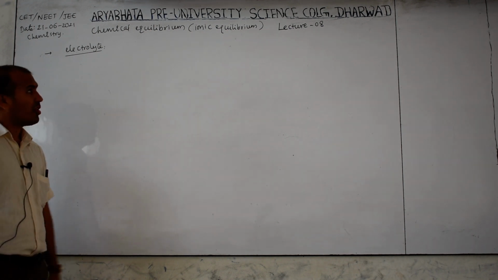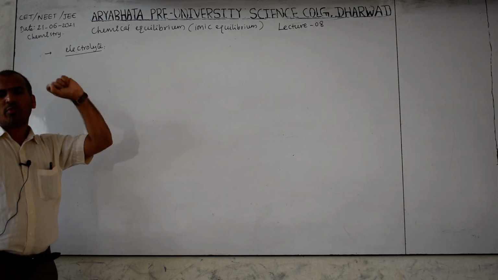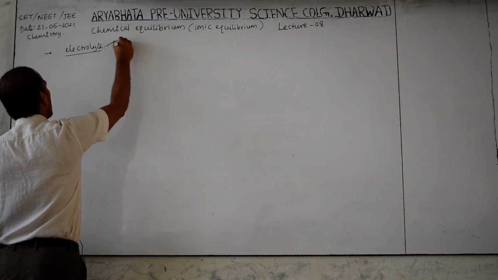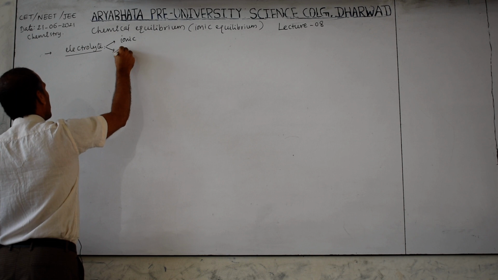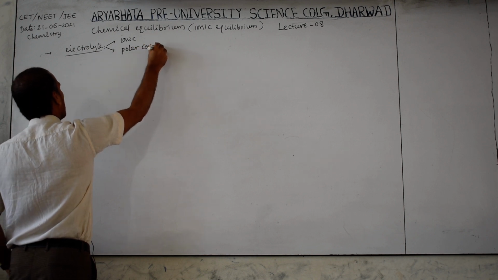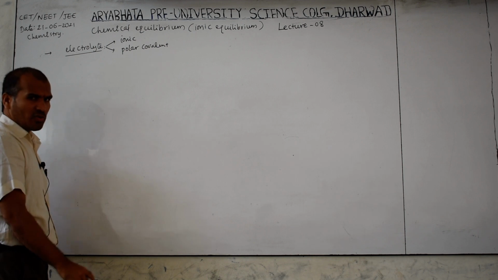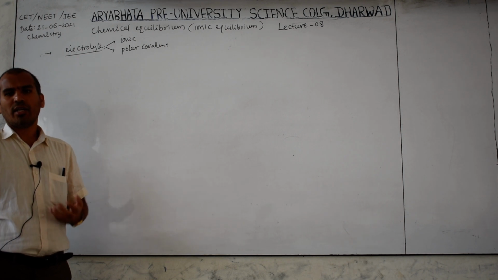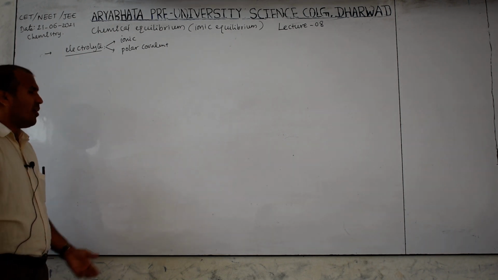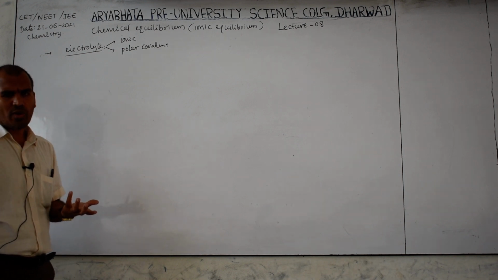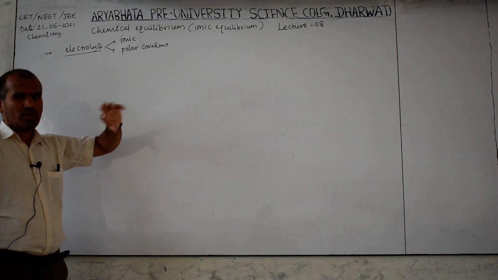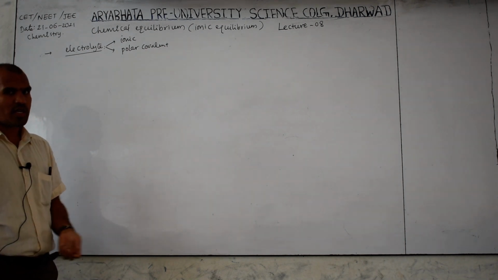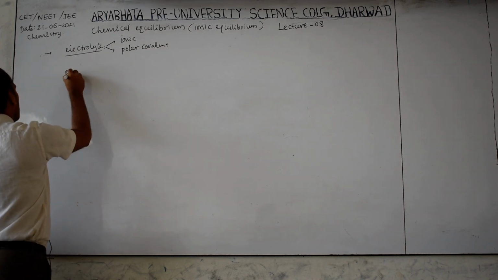Then what is the condition required for an electrolyte? One is ionic bond, another is polar covalent bond. Only then, in aqueous solution, they will ionize and form cation and anion, and then it allows the current. If it has only covalent bond, non-polar covalent bond, it does not ionize into positive and negative charges, therefore they are called non-electrolytes.